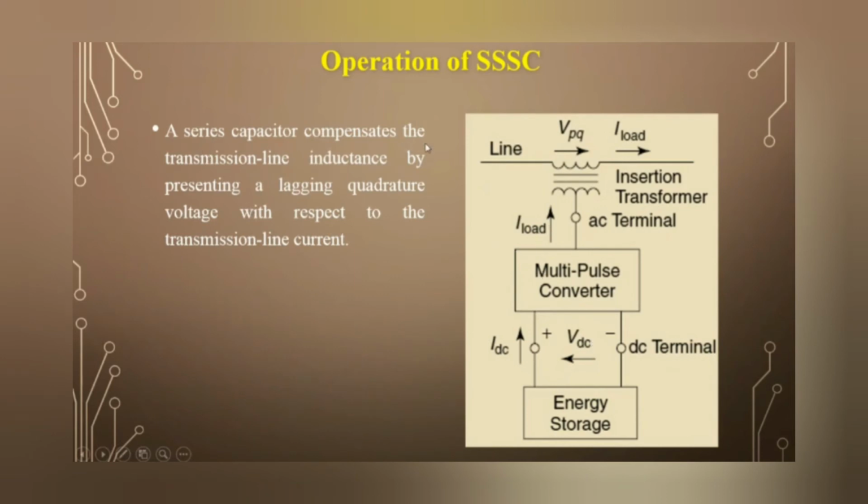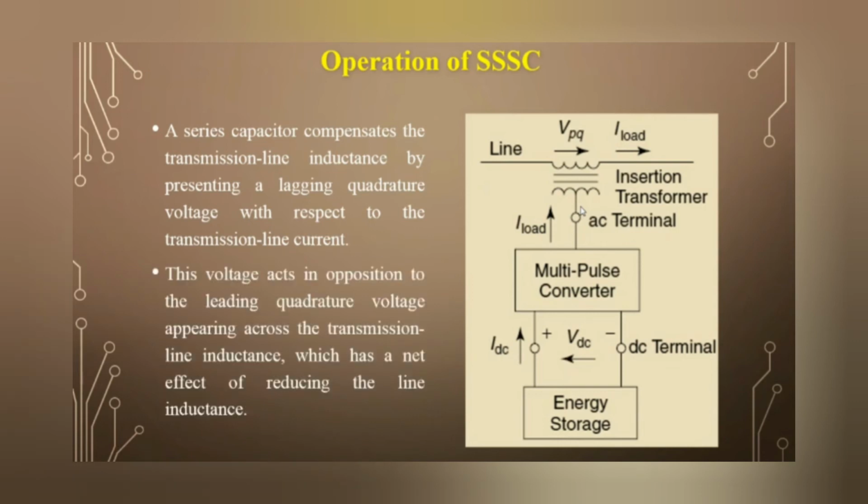The series capacitor compensates the transmission line inductance by presenting a lagging quadrature voltage with respect to the transmission line current. This voltage acts in opposition to the leading quadrature voltage appearing across the transmission line inductance, which has a net effect of reducing the line inductance.